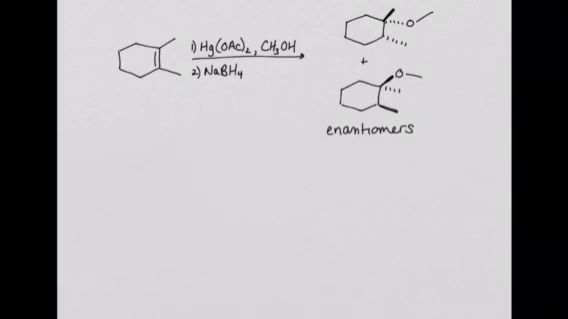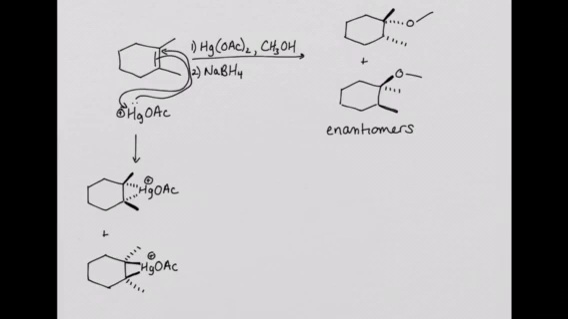Take a moment and pause the video and see if you can draw the mechanism for this reaction and predict why we get only these two enantiomers as products. Addition of the active mercury cation catalyst to the alkene occurs with attack of the alkene on the mercury, followed by the mercury attacking right back to give us the cyclic intermediate. This can occur from the top face or the bottom face of the alkene.